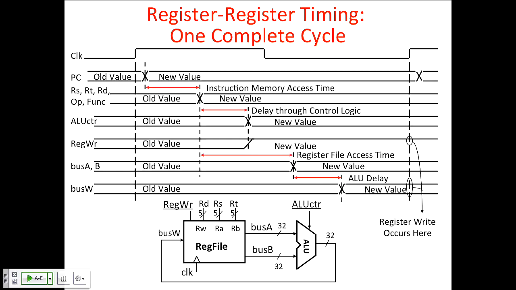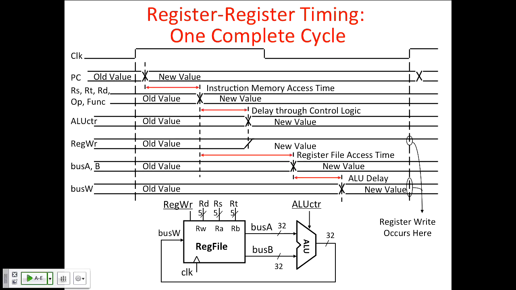Let's work through this. Okay, so the new program counter value is here. Then we have to wait for that new value to propagate through the instruction memory. So this delay here is from when the program counter changes to the new value to when the instruction memory produces the instruction at that new address. That takes some time. At this point, you have the new value of the instruction fields, like RS, RT, ID, operation, function. They've all changed now to the new value at this point in time.